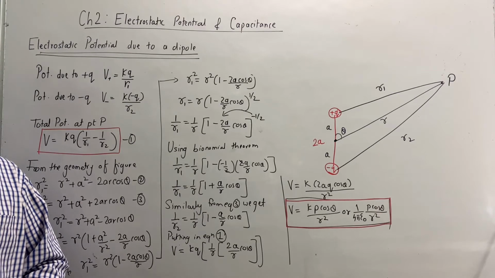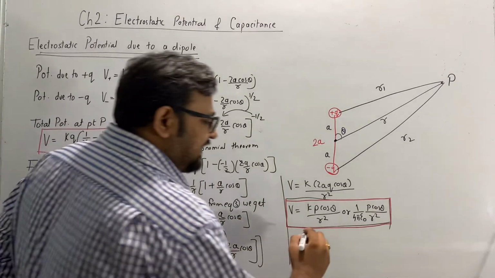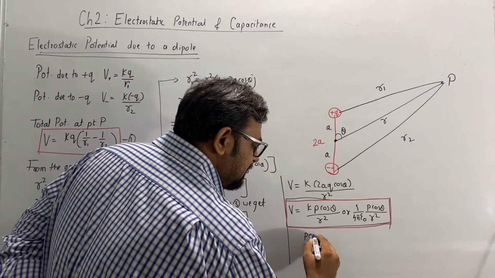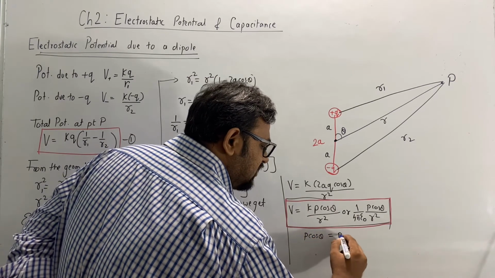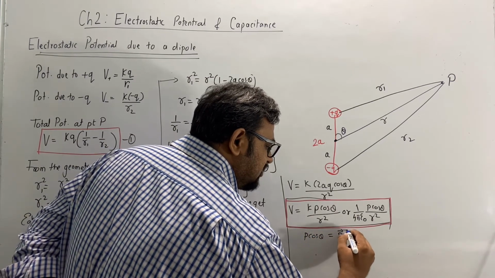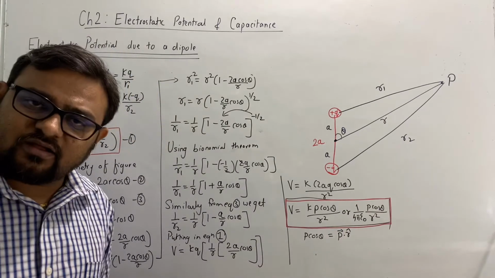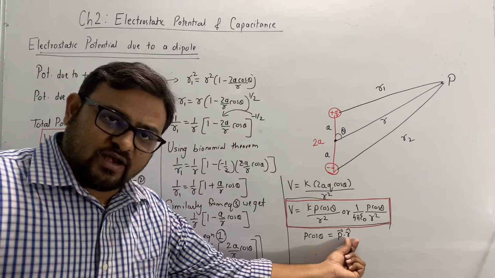Now, can I take p cos theta equal to p dot unit vector r? Value of unit vector is 1. So p into 1 into cos theta, this dot product.